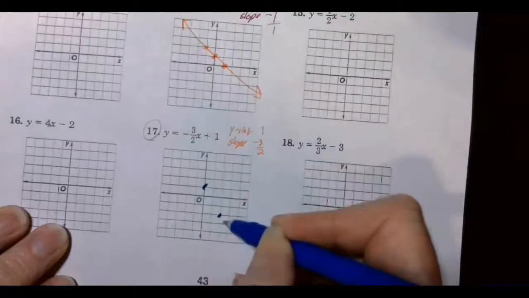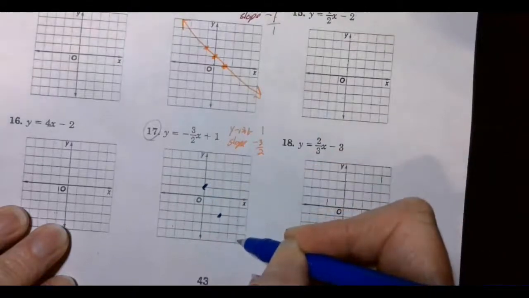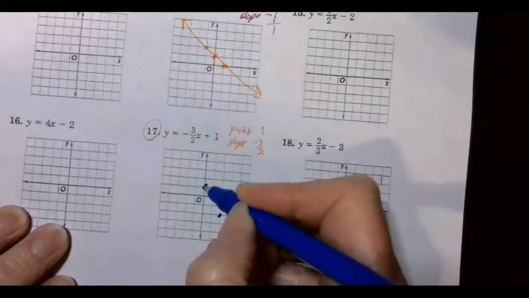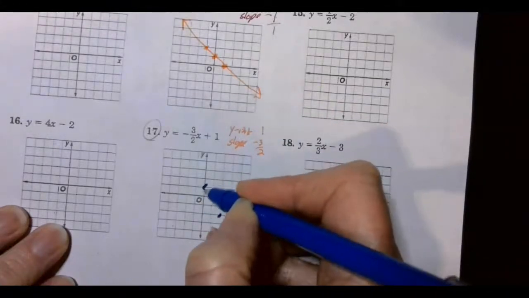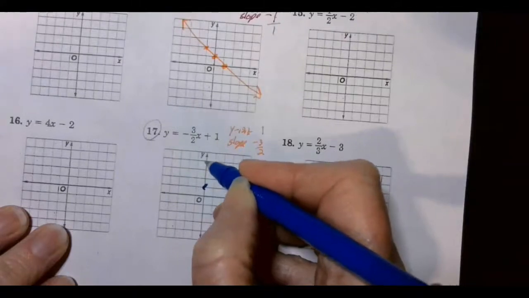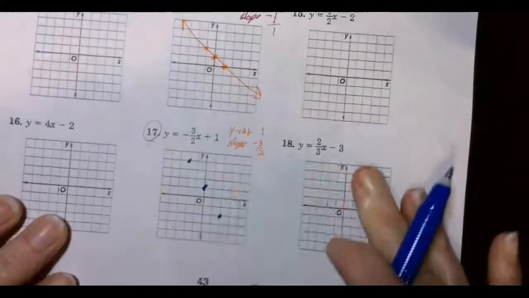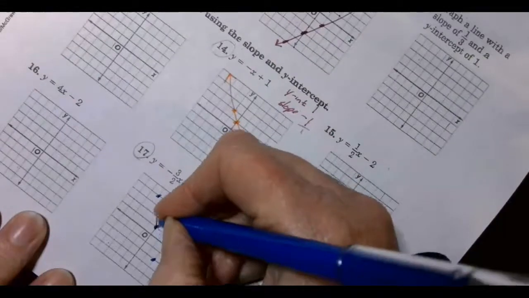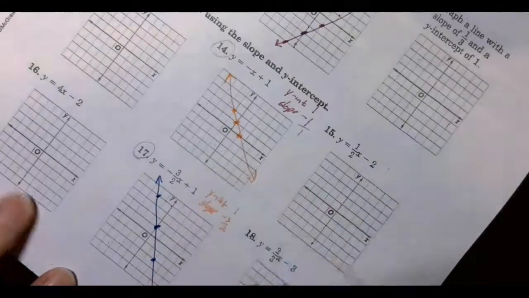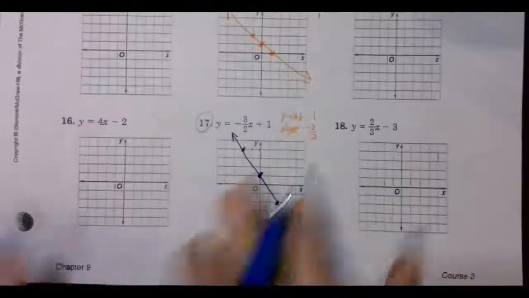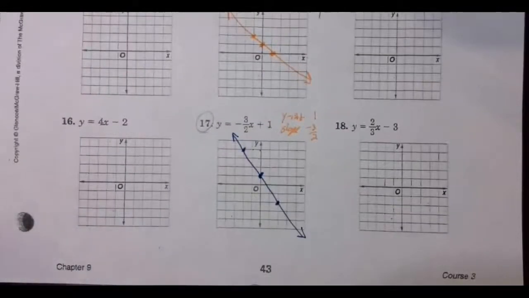I know I could go down 3 and over 2 again. That's always a possibility. But I like to go back. I think it's more fun to do the opposite. So I go back to the y-intercept. Before I went down, now I'm going to go up. Before I went right, now I'm going to go left. And there's my line.